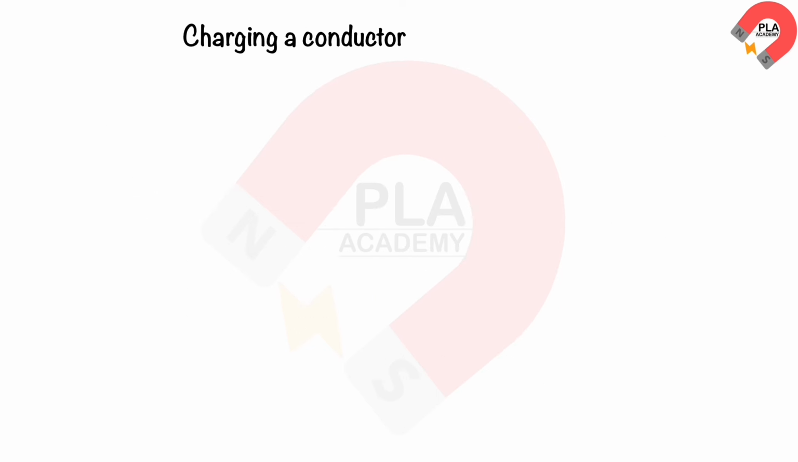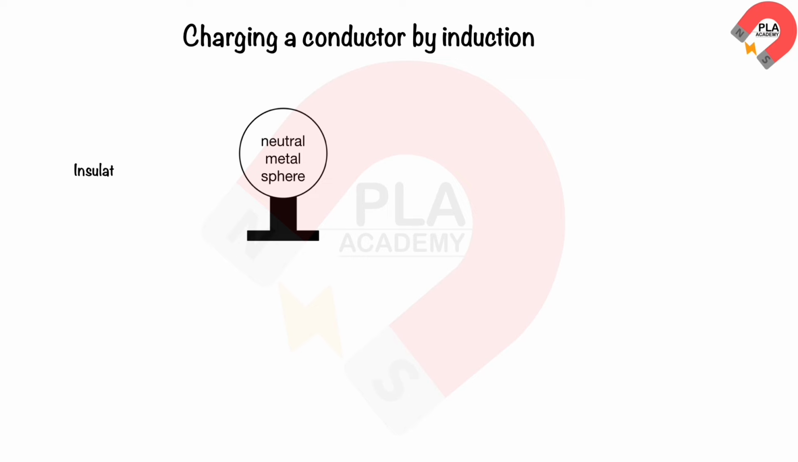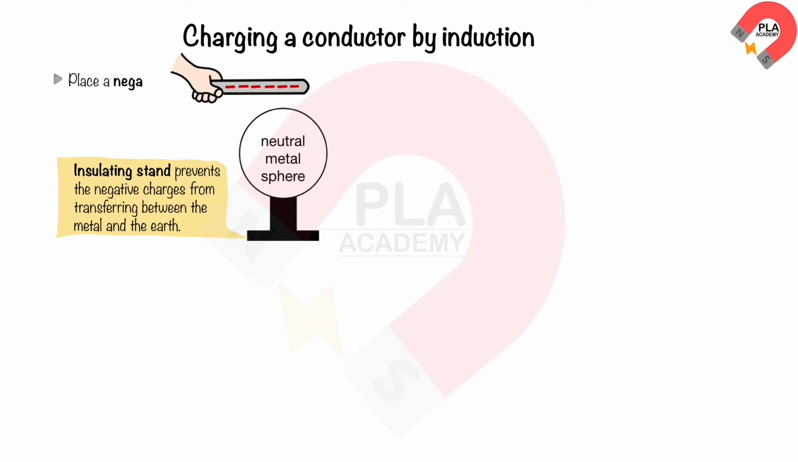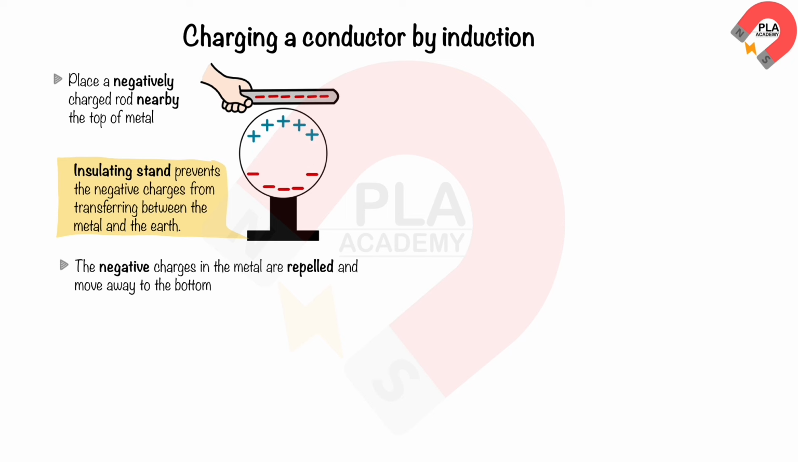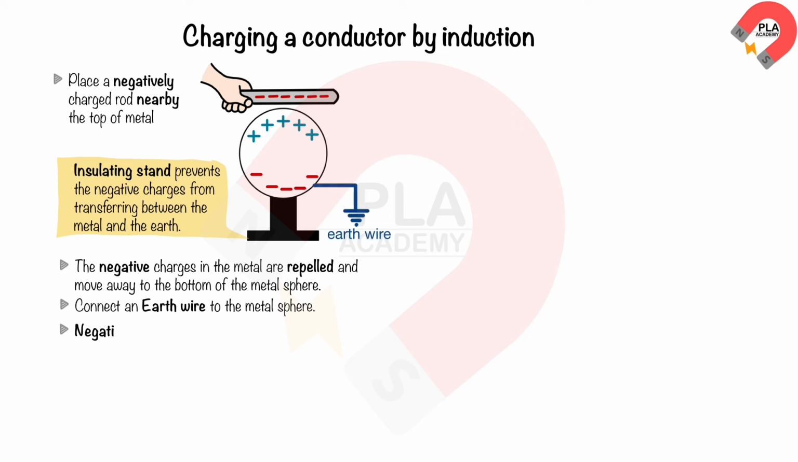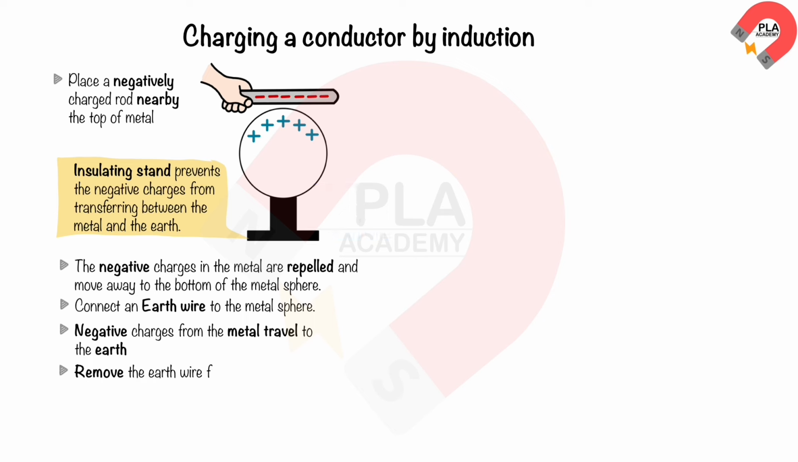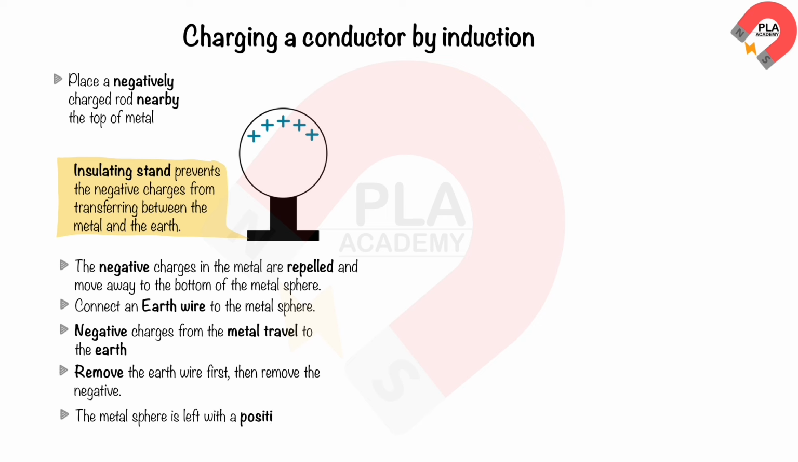Charging a conductor by induction. This is a neutral metal sphere. This is an insulating stand that prevents the negative charges from transferring between the metal and the earth. Place a negatively charged rod near the top of the metal. The negative charges in the metal are repelled and move away to the bottom of the metal sphere. Connect an earth wire to the metal sphere. Negative charges from the metal travel to the earth. Remove the earth wire first, then remove the negative rod. The metal sphere is left with a positive charge.